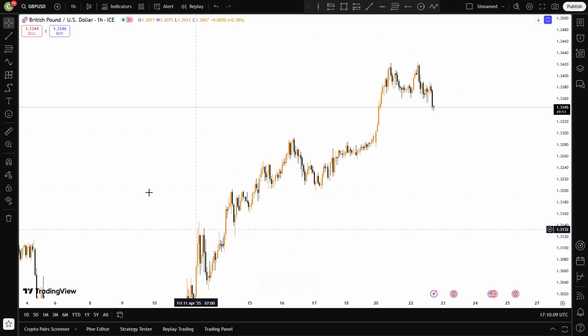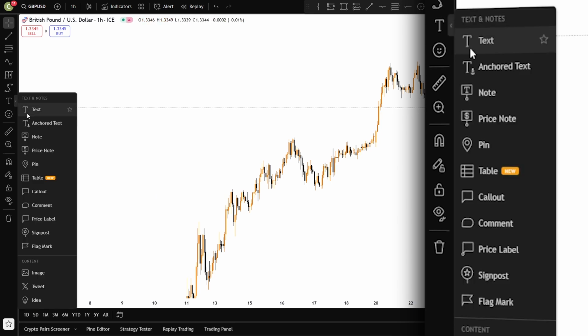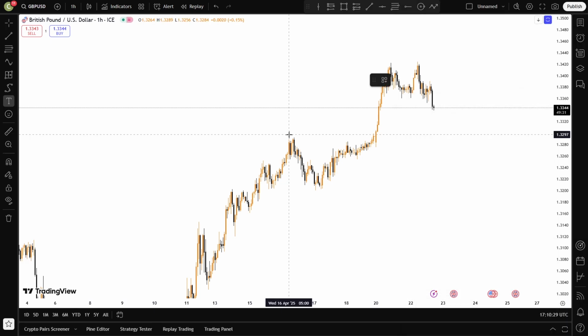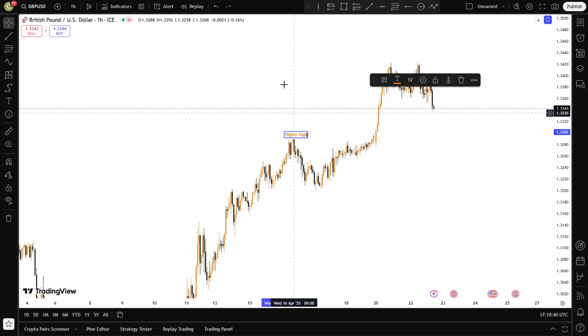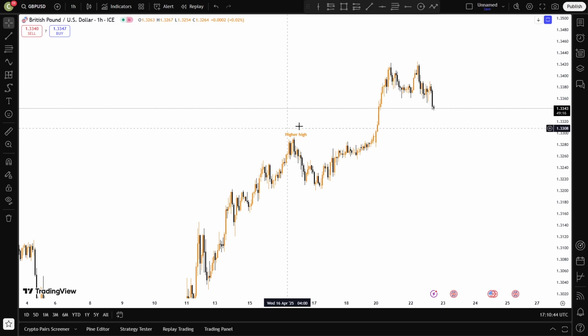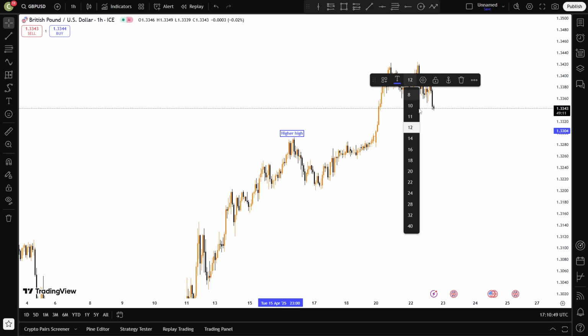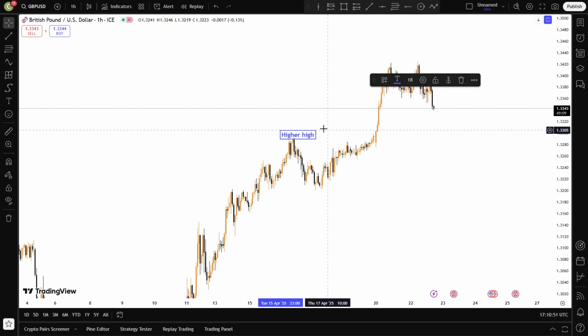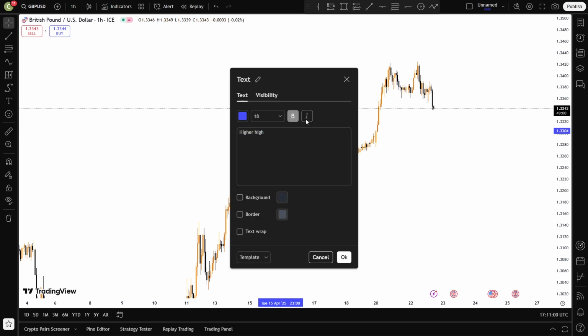Next up, we have the annotation tools. So the annotation tools basically allow you to add text and notes directly onto your chart. So the first one is the text tool, and the text tool allows you to add text to your chart. So you can click on any desired location, and then you can type in text that you want to add, and that's it. And also you can change the color of the text as well, and also increase the size of the text. When you head into the settings, you can change from italic to bold, and all of that will apply to the text.